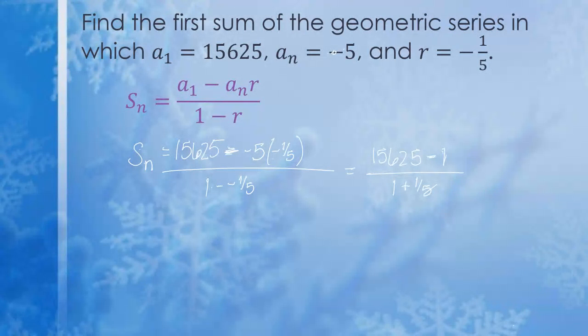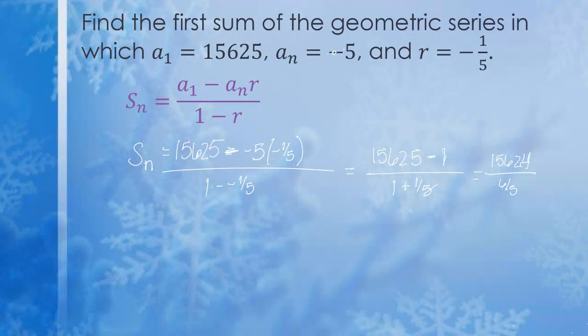On the bottom, I'm also going to change that to 1 plus 1/5 because minus and negative is adding, okay? 15,625 minus 1 is 15,624. Divided by 1 plus 1/5 is 1 1/5, or 6/5.